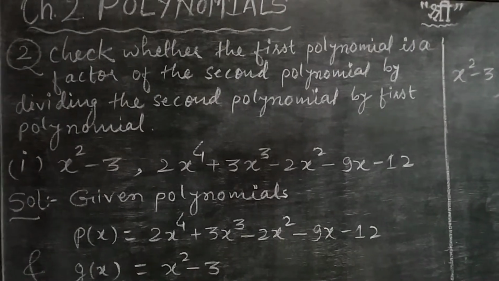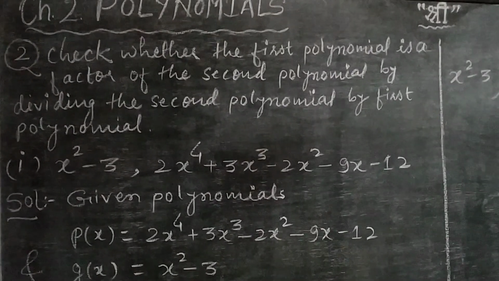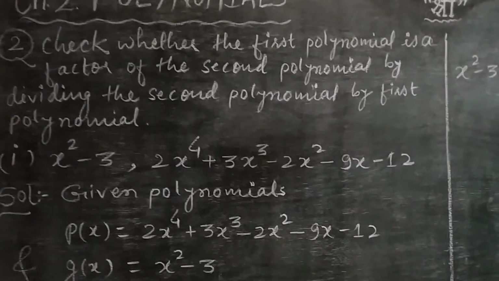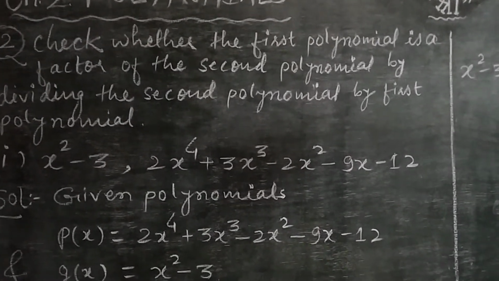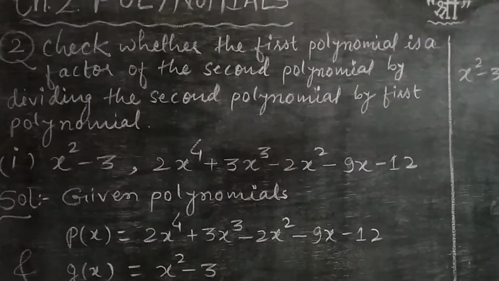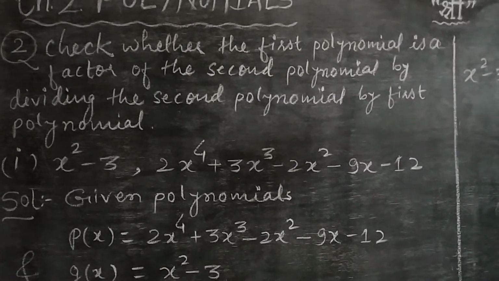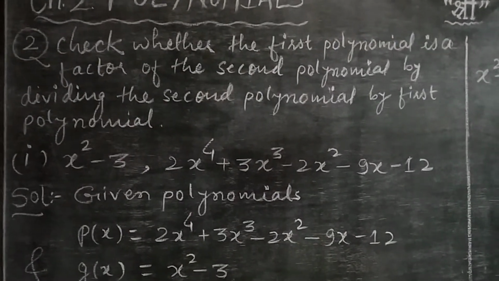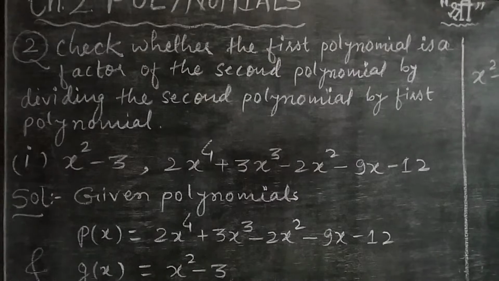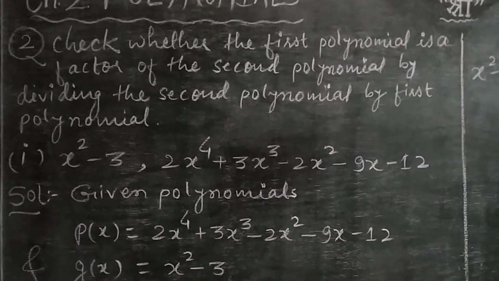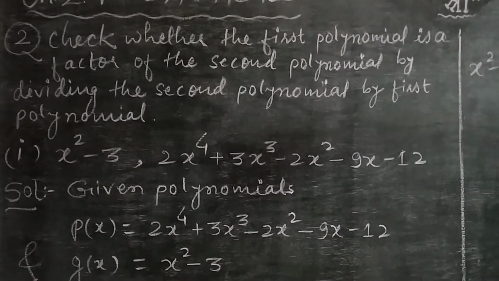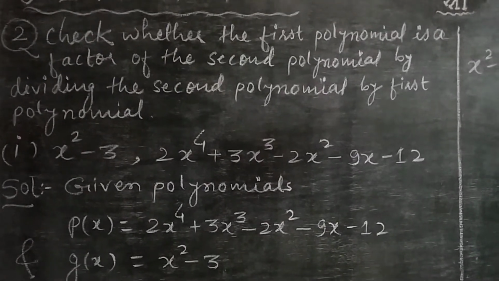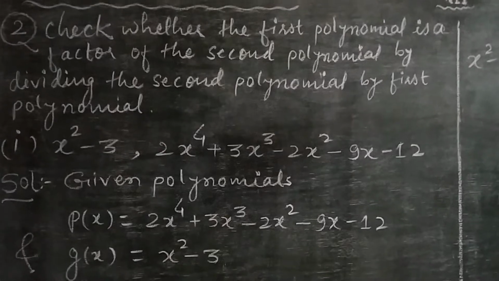Good morning students. Today we will continue our study with the same topic, division of polynomials. Today I am taking the first question: check whether the first polynomial is a factor of the second polynomial by dividing the second polynomial by the first polynomial. So what will we do in this question? We will use the division of polynomials, and if we get the remainder as 0, then the polynomial will be a factor of the given polynomial.